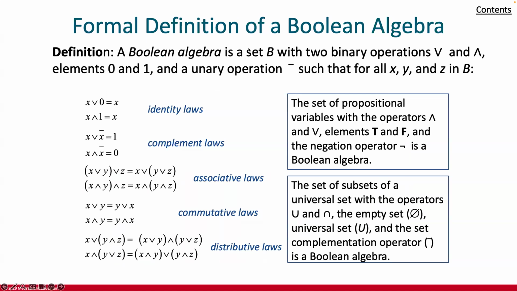So here's a formal definition of Boolean algebra. Boolean algebra is a set B with 2 binary operators, the AND and the OR, elements 0 and 1, and a unary operator, which I like to call the inverter, such that for all x, y, and z in B, we get the following. So you can look over those. I'm not going to read those, but those give you some insight there. Identity laws, complement laws, associative laws, commutative laws, and distributive laws.